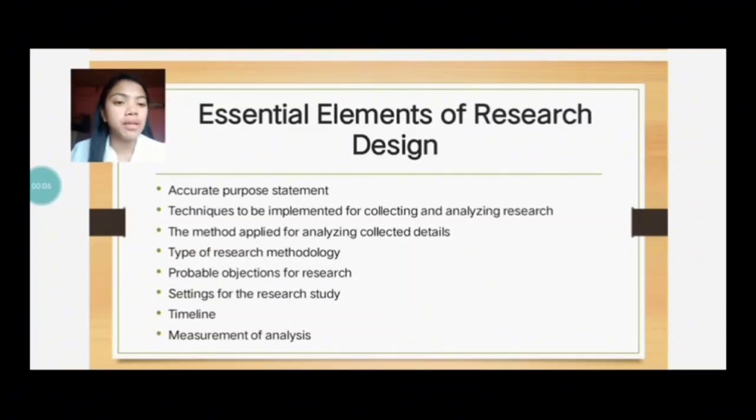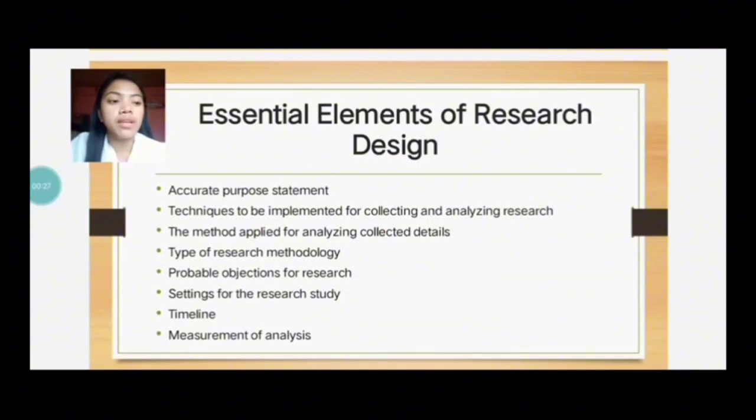Essential elements of research design. Accurate purpose statement. The purpose statement in research design is a clear and concise declaration of the study's objectives and goals. It defines the problem to be addressed and the outcomes expected from the research. A well-defined purpose statement guides the entire research process.